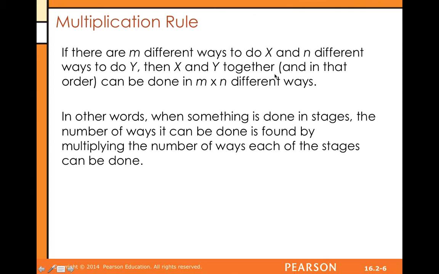So notice here now, if you add on a stage 3, so let's call that capital Z or something. Let's say you can do stage Z R different ways. Then doing X followed by Y followed by Z, to count the number of ways you can do that, you would just add on a times R right here. Number of ways of first stage is M, number of ways of second stage is N, number of ways of third stage is R, so M times N times R would count the number of ways you can do stage 1, followed by stage 2, followed by stage 3.